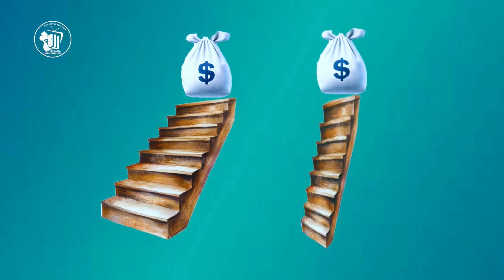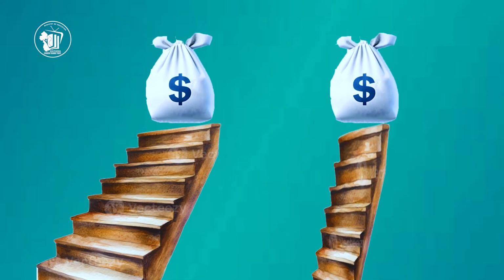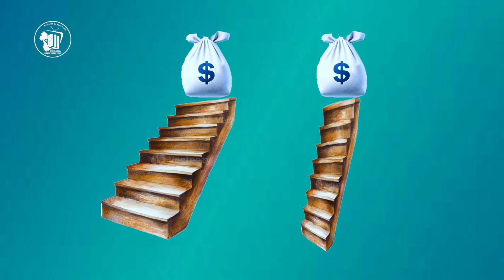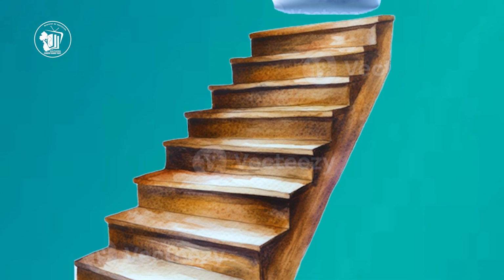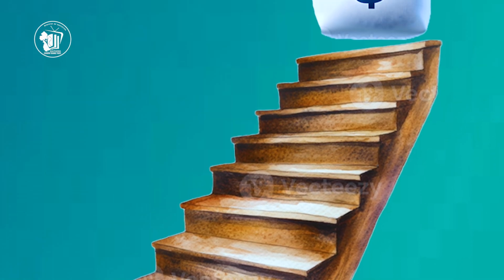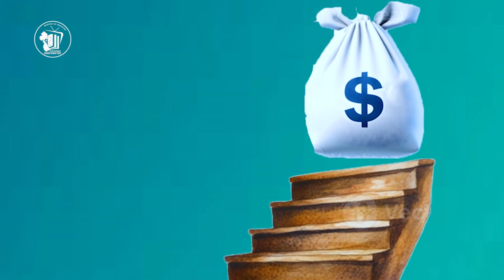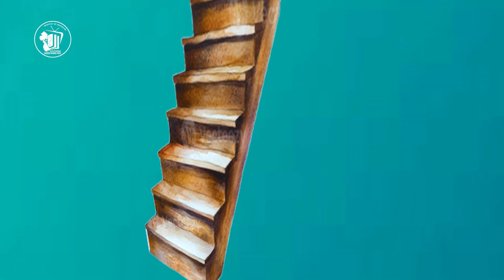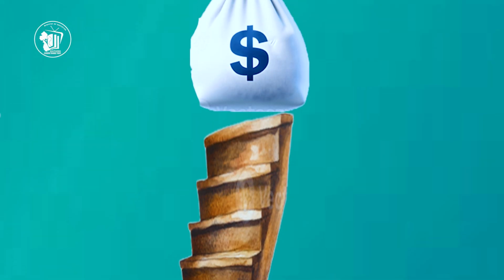Imagine you are placed in a situation in which you have to choose between two steps, step 1 and step 2. At the top of both of these steps, you have $1 million in cash and prizes awaiting you. In step 1, you have a normal step that you would find in a normal building with a normal slope. And in step 2, you have a very steep step. Very, very steep. It's not like the ones you would normally find.